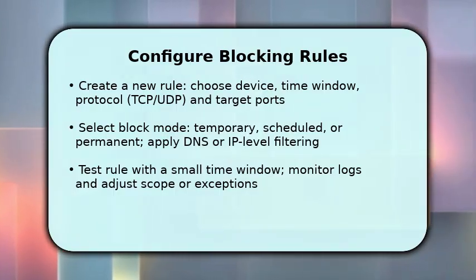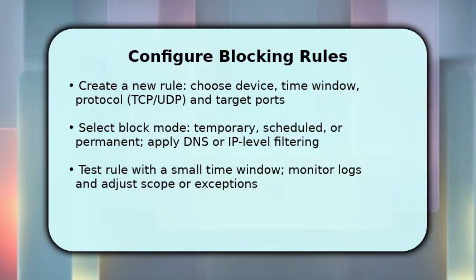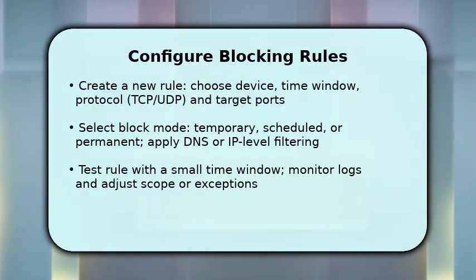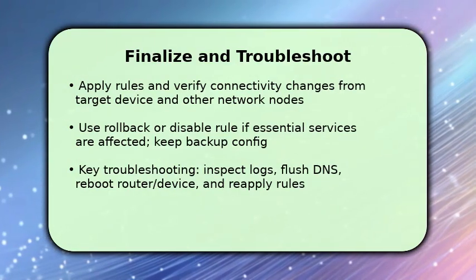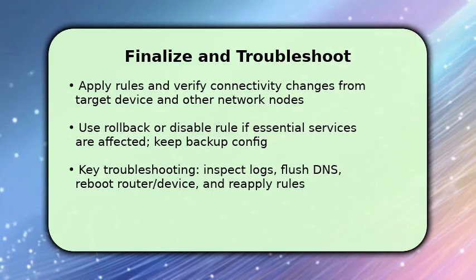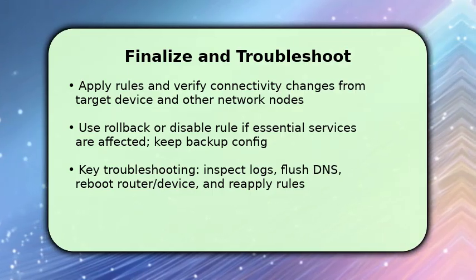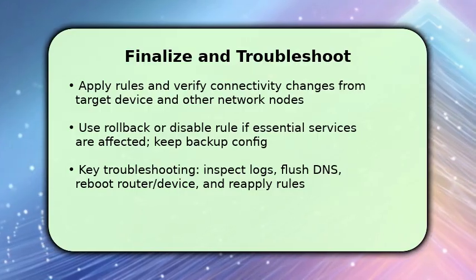Test with a short time frame. Watch the app logs for hits, and refine exceptions. Finish by applying your rules and verifying that the target device behavior matches expectations. You should test web access, app connectivity, and any affected services, and confirm other devices remain unaffected. If something breaks, disable the rule or use your backup to roll back immediately.